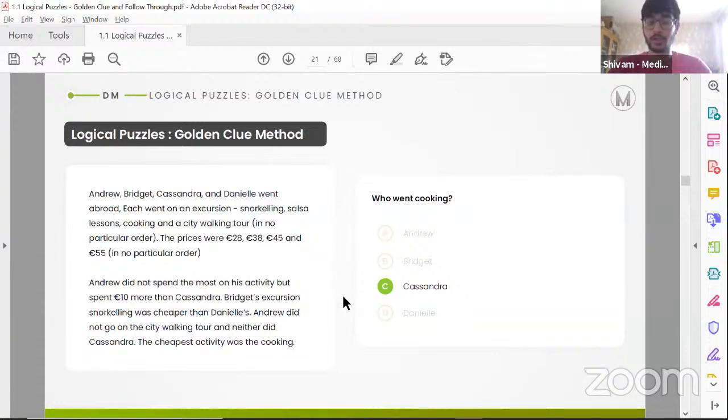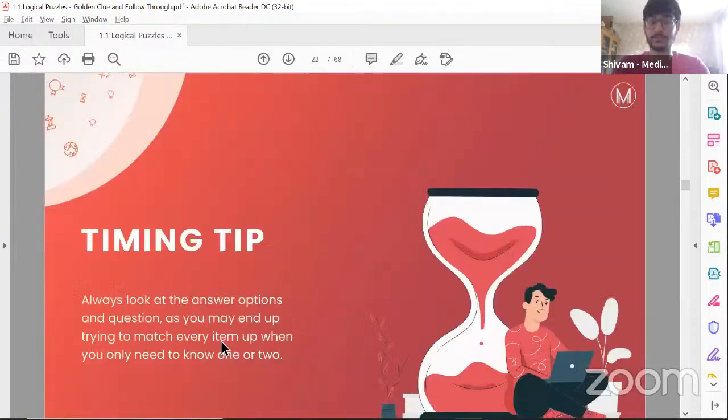So the golden clue, it sounds so easy and so simple because it is. And you'll start to appreciate this golden clue when you start doing the UCAT question. So every time you face a decision-making question, just tell yourself, I'm going to use the golden clue. I'm going to identify a sentence which has the largest, the cheapest, the fastest, the slowest, and I'm going to read that first. So a big timing tip here is always look at the answer options and question, as you may end up trying to match every item up when you only need to know one or two.